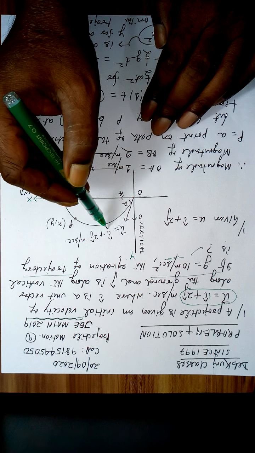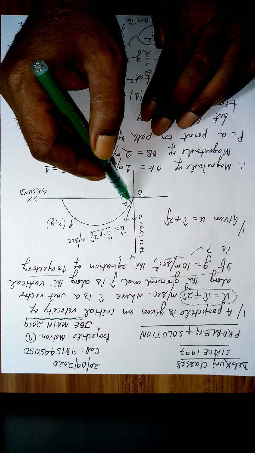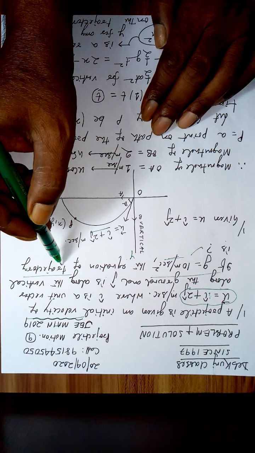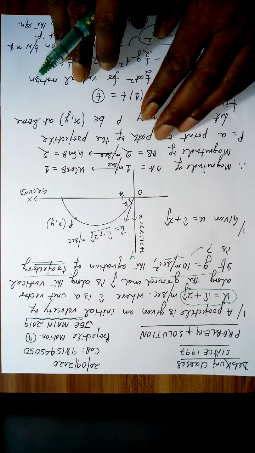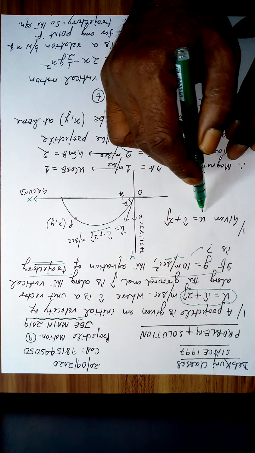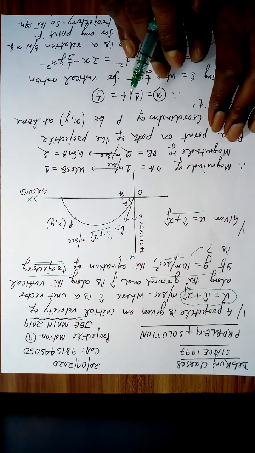So this is your u represented by this, meter per second. Suppose this angle is theta. Suppose this is the path followed. The path followed is called the trajectory. Now what will be its equation? Now look, given u is equal to i cap plus 2j cap.